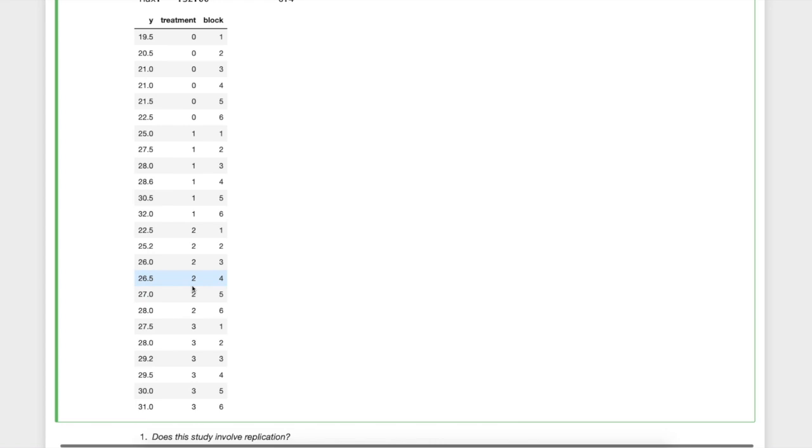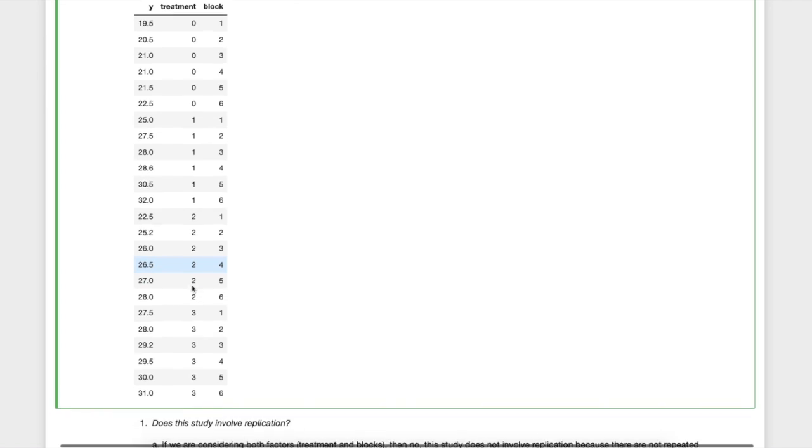All right, so here's a layout of the data, and we can notice that if we think about treatment and block as factors and look at the way that these things match up, treatment has 4 levels, 0, 1, 2, and 3, and block has 6 levels, 1 through 6. We should notice that, for example, the combination 0, 1, so treatment 0, block 1, only occurs once, and that's true actually for every combination.